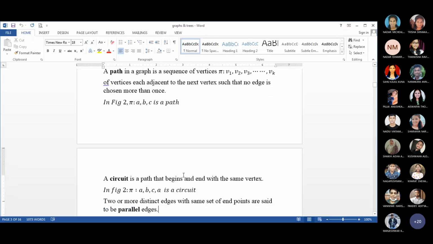A circuit is a path which begins and ends with the same vertex. That means basically what is a circuit? A circuit is the sequence of vertices v1, v2, v3, again v1, such that each vertex is adjacent to the next vertex. No edge is selected more than once. So a circuit is a path which begins and ends at the same vertex.